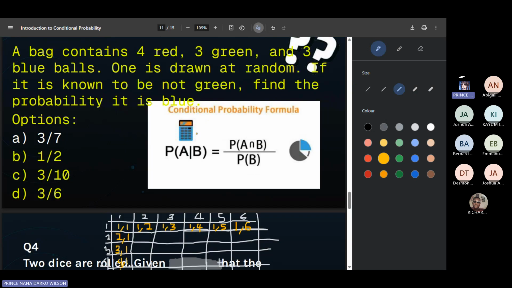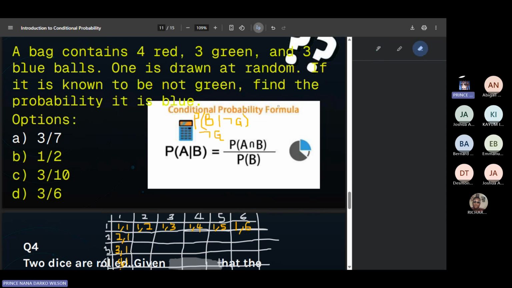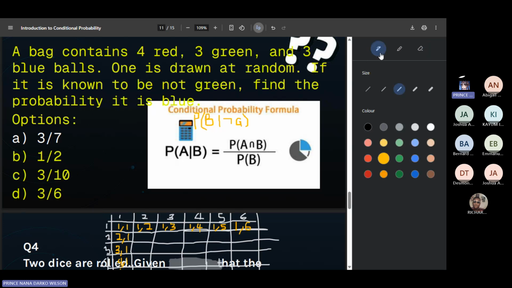Let me help you define a few parameters so that it will make your working faster. Let's write our blue as B, and let's write our not green as we would have represented it in Boolean logic. So we are finding the probability that it is blue, given that it is not green. You can apply what we learned concerning the axioms of probability and then property 1 of probability that says, you know what I'm saying, right?